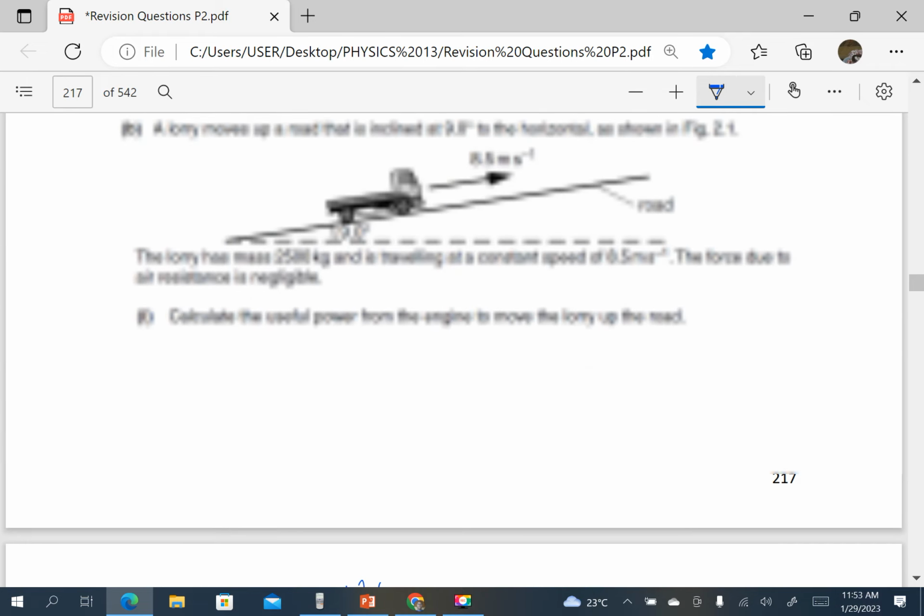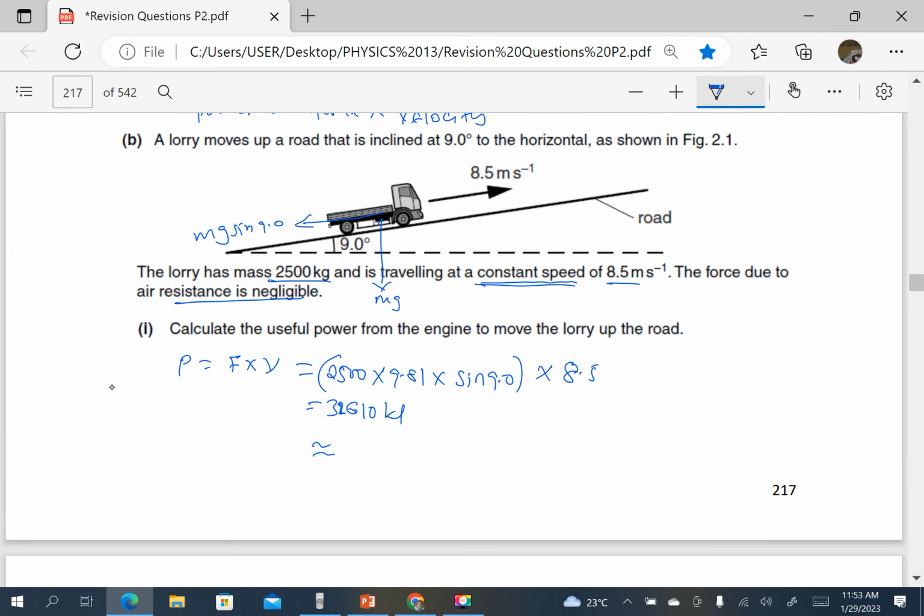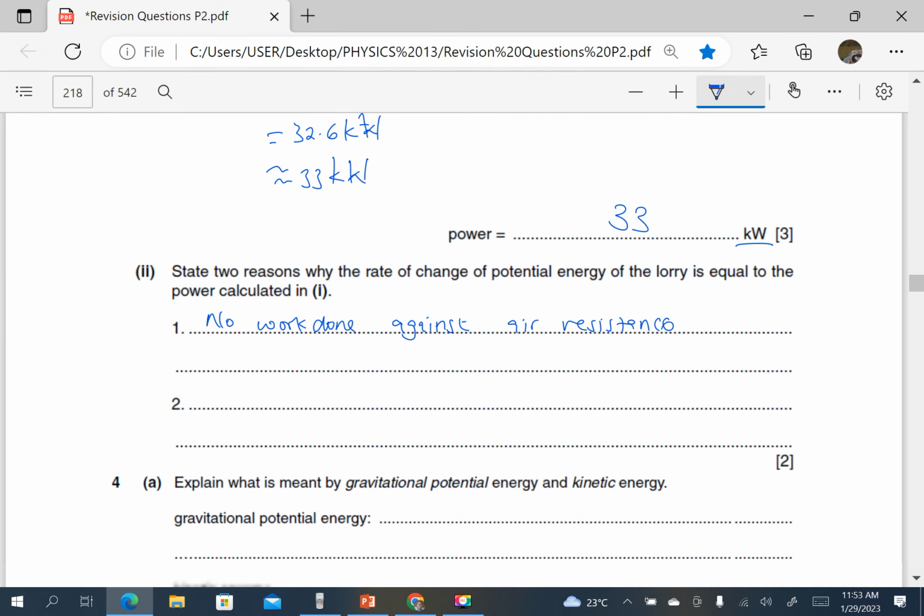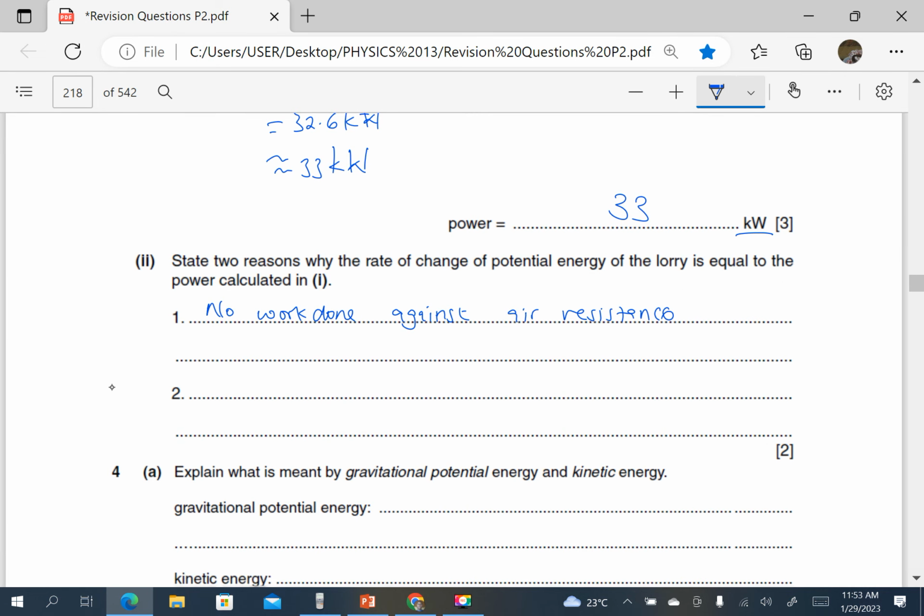Number two, they told us it was moving at a constant speed. That means there is no change in kinetic energy. So at a constant speed, there is no gain or loss of kinetic energy. If the speed is constant, there is no increase or decrease in kinetic energy.